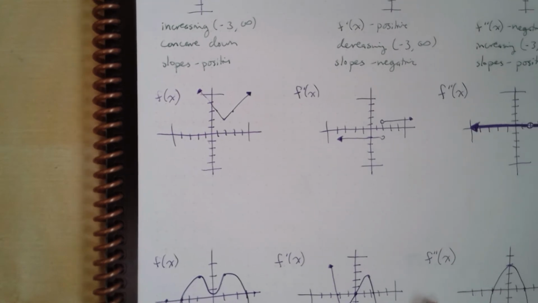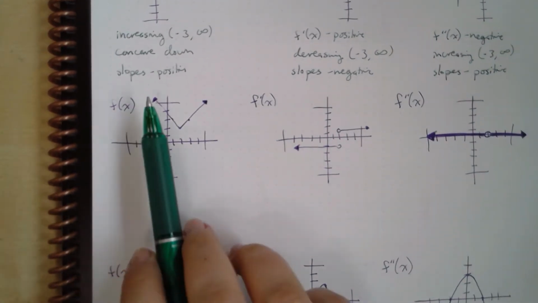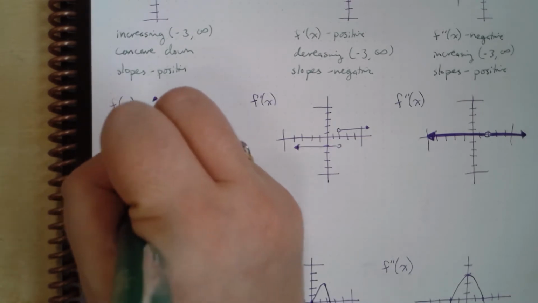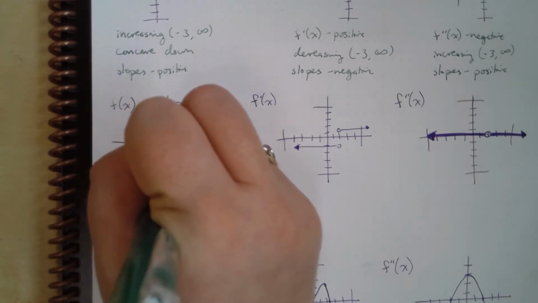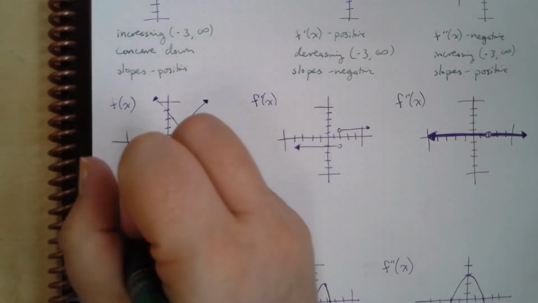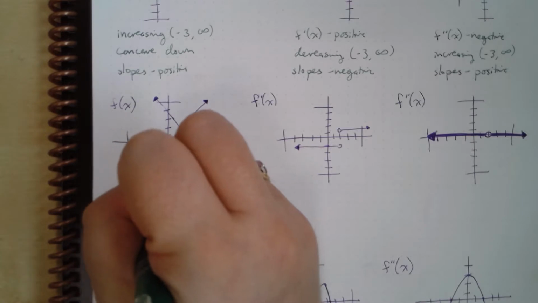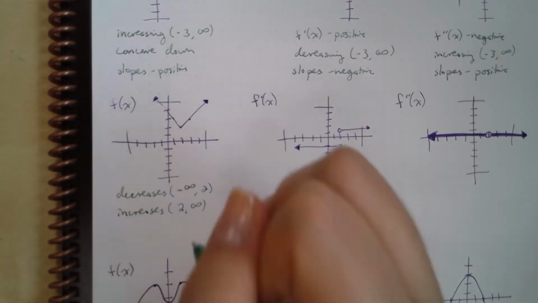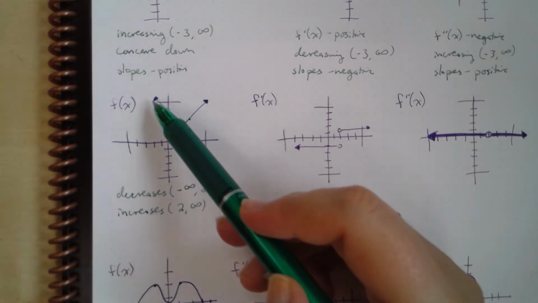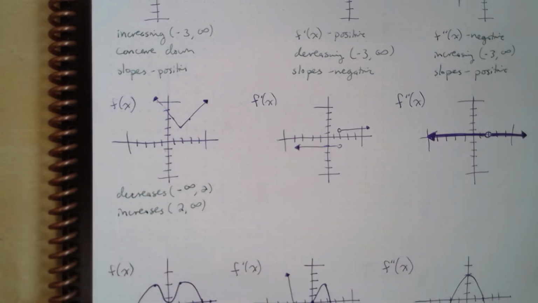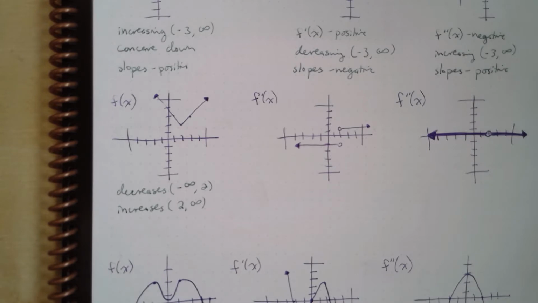Here we have an absolute value function, f of x, right? It decreases from -infinity to 2, and then increases from 2 to infinity, right? And our slopes here, you'd have some negative slopes, some positive slopes. Here you'd have no slope because that's a cusp, so you can't have a slope there. But here is our derivative, our f prime of x.